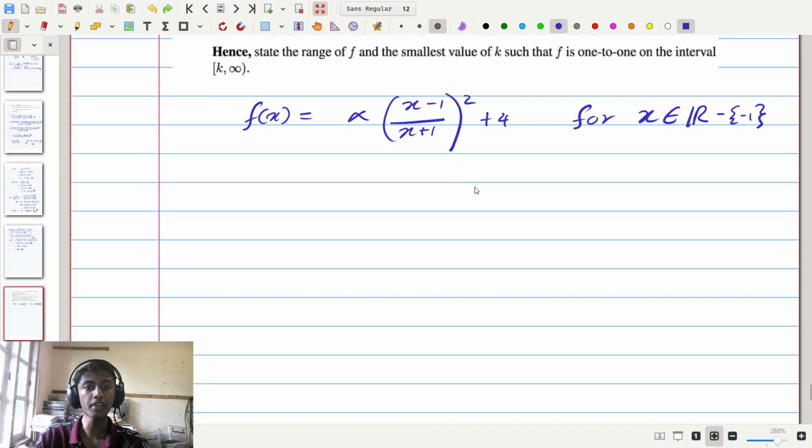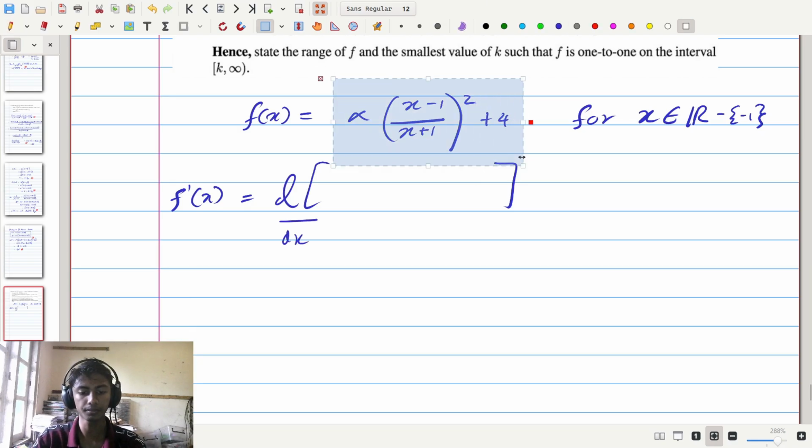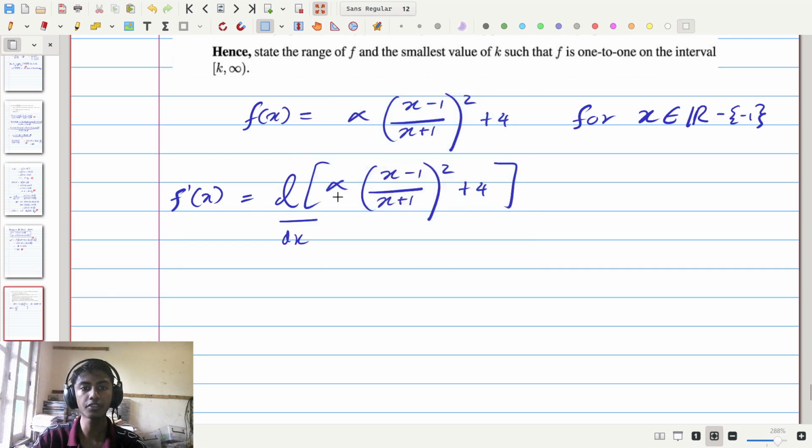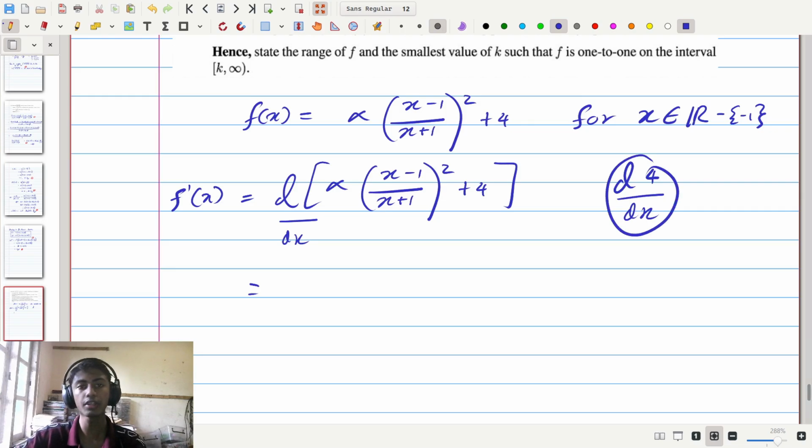Now with this, if we consider taking the derivative, f prime x is equal to the derivative of this whole function with respect to x. In here we can see the second part, which is the plus 4, can be easily found for the derivative: the derivative of 4 with respect to x, and the derivative of any constant with respect to x is equal to 0. Therefore, the derivative of the plus 4 part is 0.